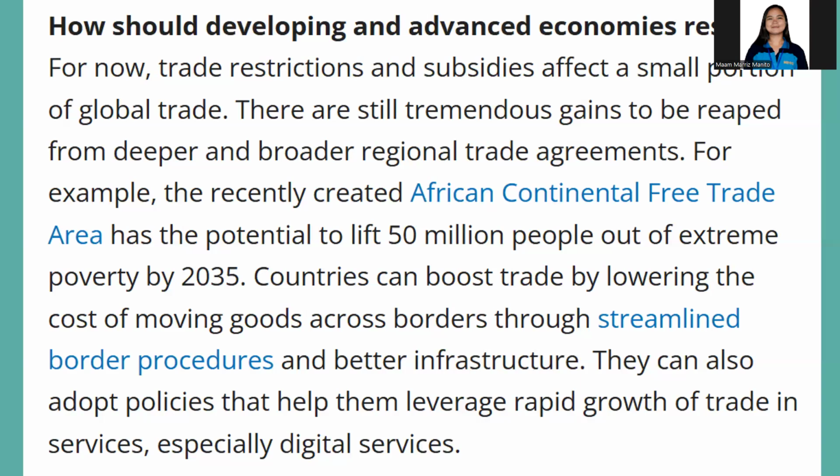And in Africa, they created the African Continental Free Trade Area that has the potential to lift 50 million people out of extreme poverty by 2035. So countries can boost trade by lowering the cost of moving goods across borders through streamlined border procedures and better infrastructure.